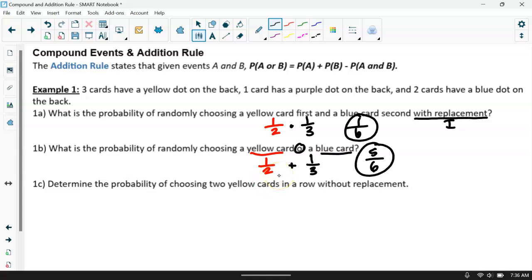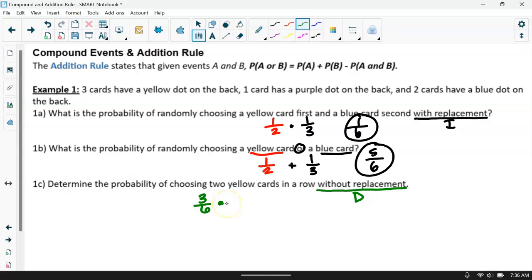So now here we're going to determine the probability of choosing 2 yellow cards in a row without replacement. So now we're back to that compound event, but without replacement. So this is a dependent situation. I won't simplify here so that we can visually see. The probability of choosing that first yellow card is 3 out of 6, 1/2.